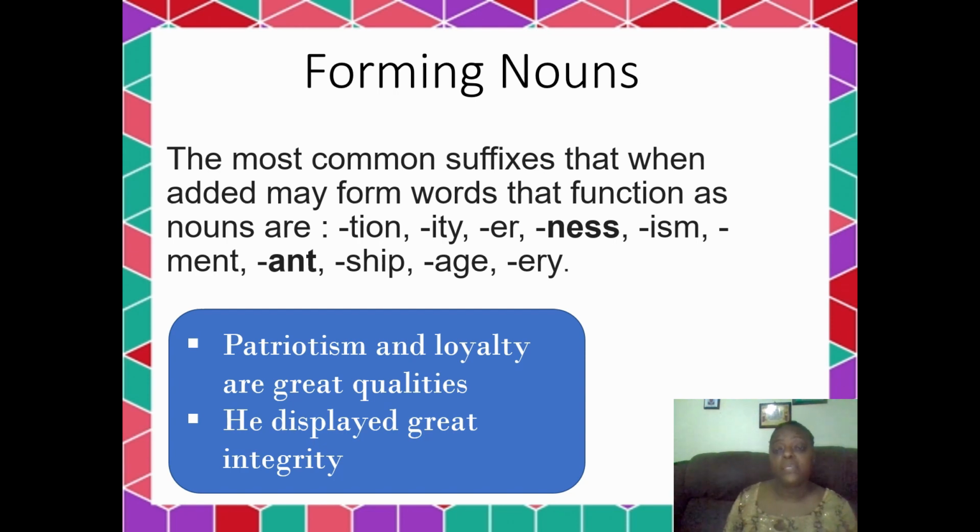To patriotism, we added ism, and it now becomes an abstract noun. So the sentence reads, patriotism and loyalty are great qualities. They are naming something, a quality of a person. And then we say he displayed great integrity. The suffix ity is added there, and it is now naming a quality.